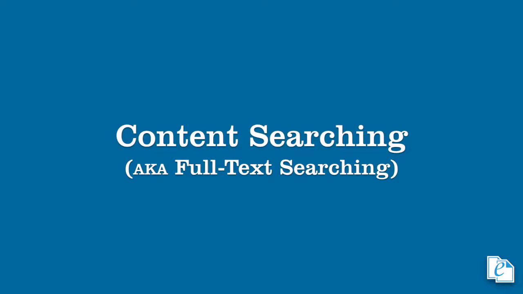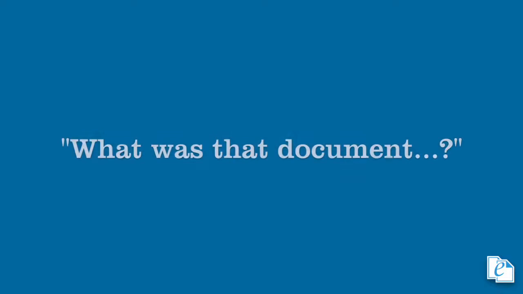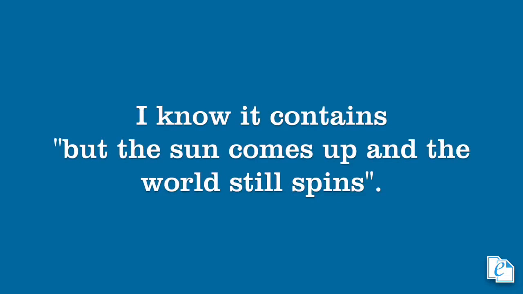Content searching is a lot like searching for items on the web. Just tell it the word or phrase you want, and eDOCS will bring back those items that contain the word or phrase you submitted. But in the profile form, we use a specific field, just for this function, separate from the metadata fields. For example, I know I'm looking for a document, but I can't remember the author or the client or any other metadata. Instead, I'm sure it has the phrase, "But the sun comes up and the world still spins." With content searching, I'm searching the text of all documents, looking for specific words or phrases.